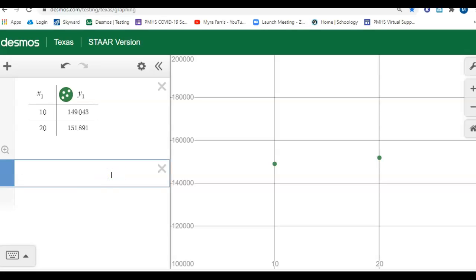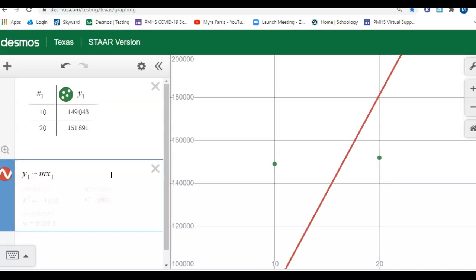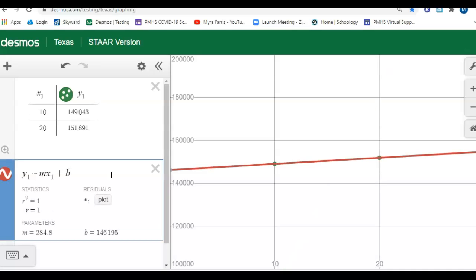To see the line, I have to type in Y1, shift, squiggle, MX1 plus B. Do you see the R value on this one? What's the R value on this one? 1. Because when you have 2 points, 2 points can be connected with a perfect line. Anytime you have just 2 points, the R value will be 1.